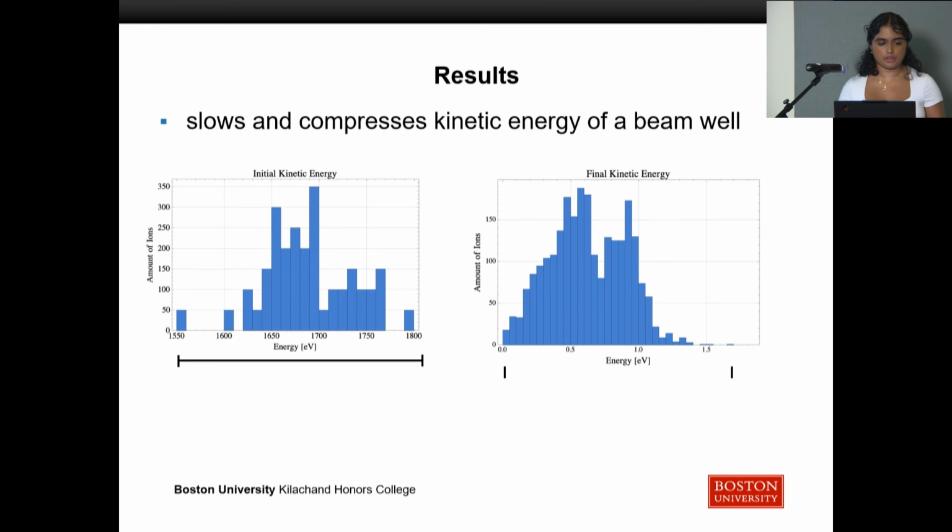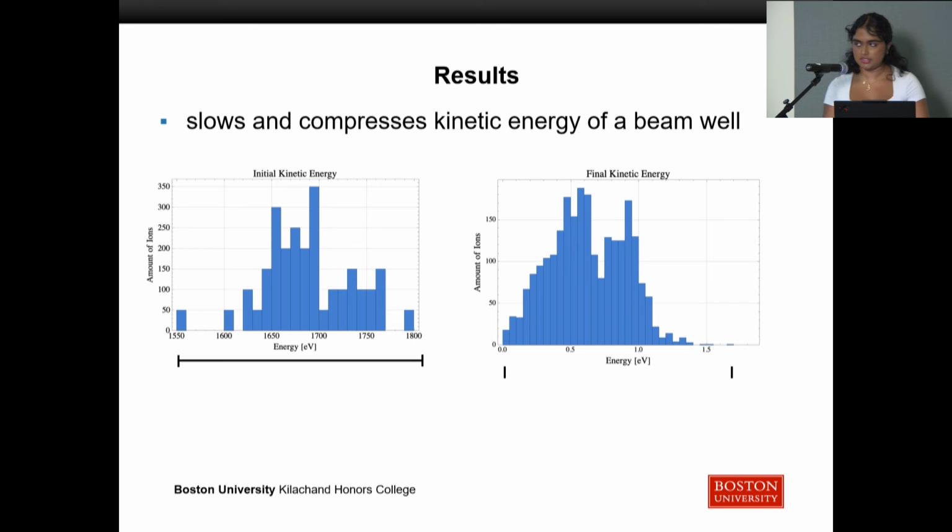So for my results, I effectively showed that the pulse deceleration tube does compress the kinetic energy of a beam well. Here is one of the beams I used. We start with a kinetic energy spread of around 1800 eV, and then we compress it to a kinetic energy spread of about 1.5 eV. eV is a unit of energy, electron volts. And we also slow the beam down. Here the average is about 1700, and here the average is less than 1 eV.